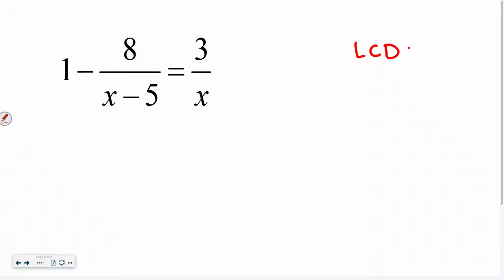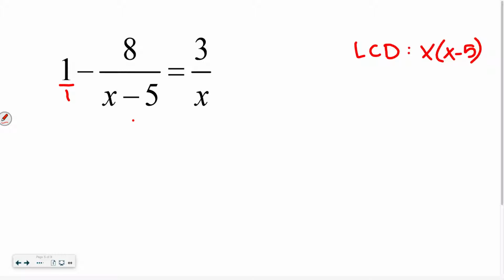What's your LCD? Okay, what's the denominator for this one? 1. It's really over 1. What's the factor in this denominator? x minus 5. So we have to have a factor of x minus 5 in our LCD. What's the factor in that denominator? x. So we also have to have a factor of x. This x in x minus 5 is not a factor of x. It's a term because it's being added with 5 or subtracted. So our LCD is made up of the two factors, x times x minus 5.